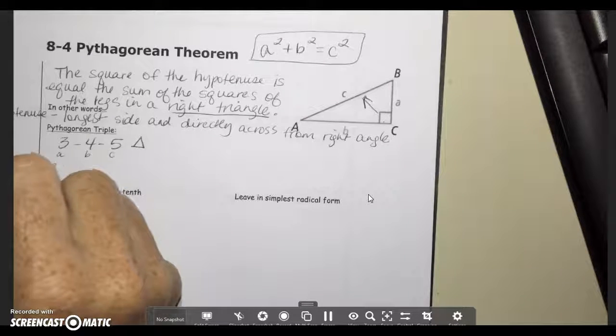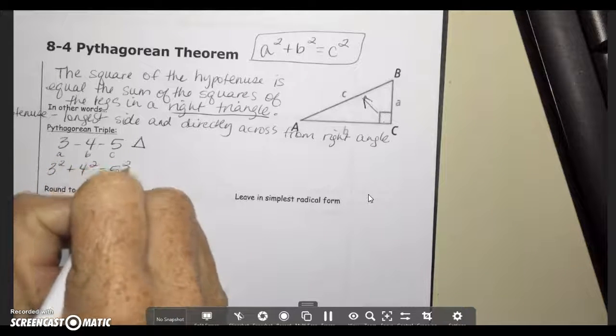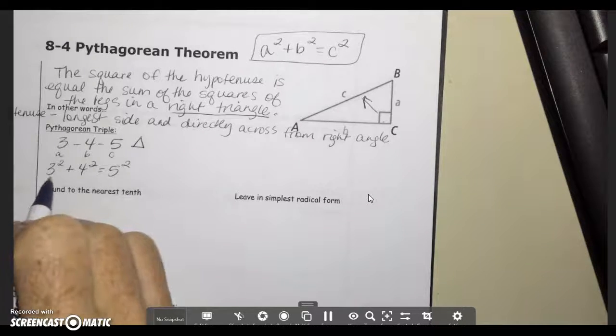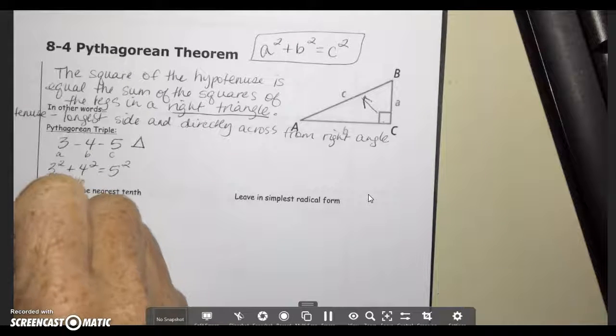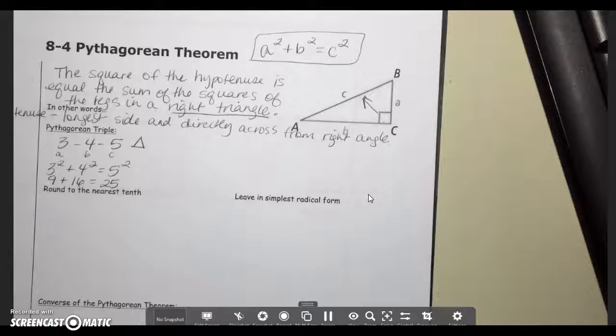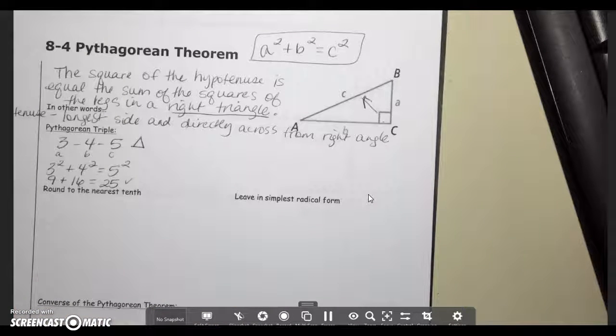So 3 squared plus 4 squared should equal 5 squared if that is a Pythagorean triple, meaning it makes a right triangle. So Jace, what's 3 squared? 9. What's 4 squared? 16. And what's 5 squared? 25. What's 9 plus 16? 25. So that is a Pythagorean triple.